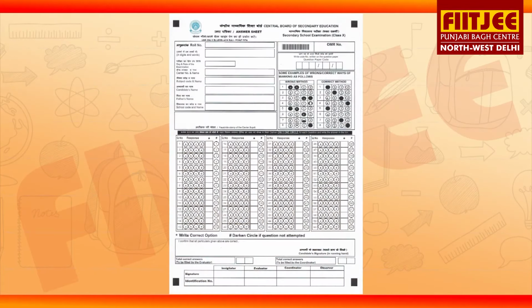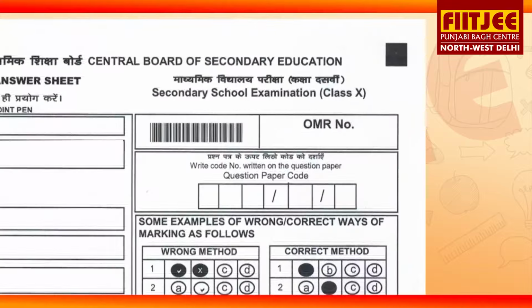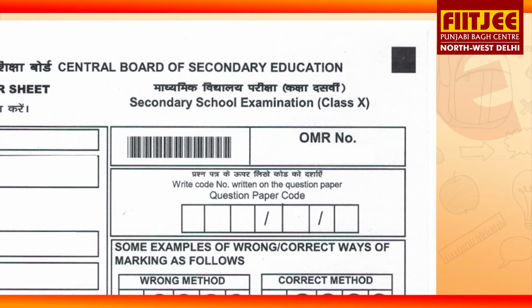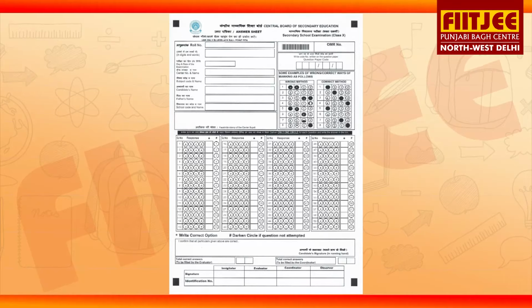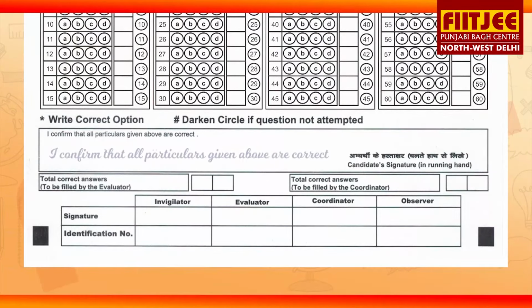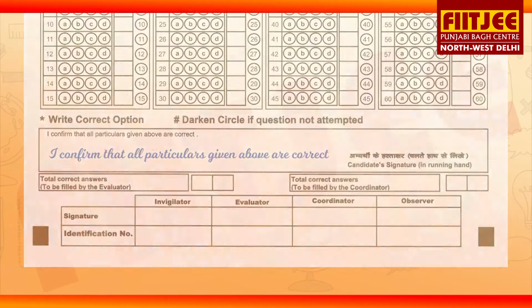The candidate has to write a question paper code in the upper right corner in the space provided for the same. Question paper code will be written on the question paper. The candidate has to write the following statement: I confirm that all particulars given above are correct, and sign in the running hand on OMR.